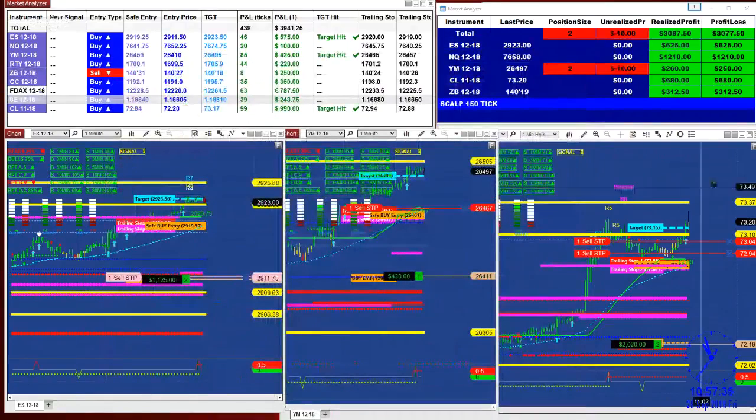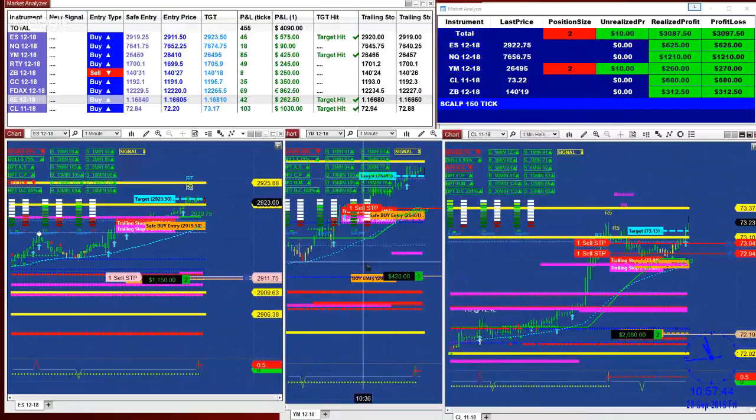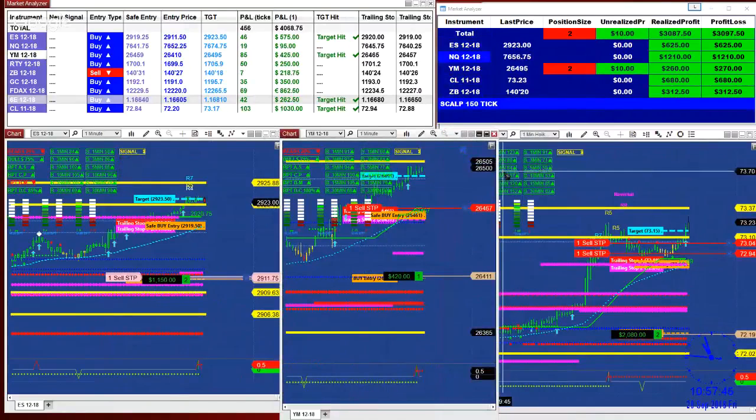On the CL, we called that trade for you from all the way down here, and you should have plenty of bananas in there. Let me see this one here.